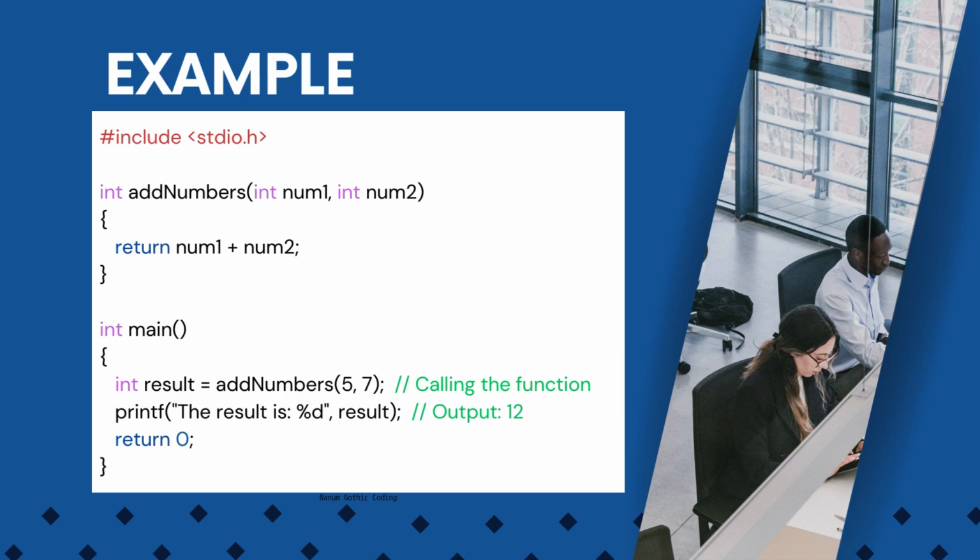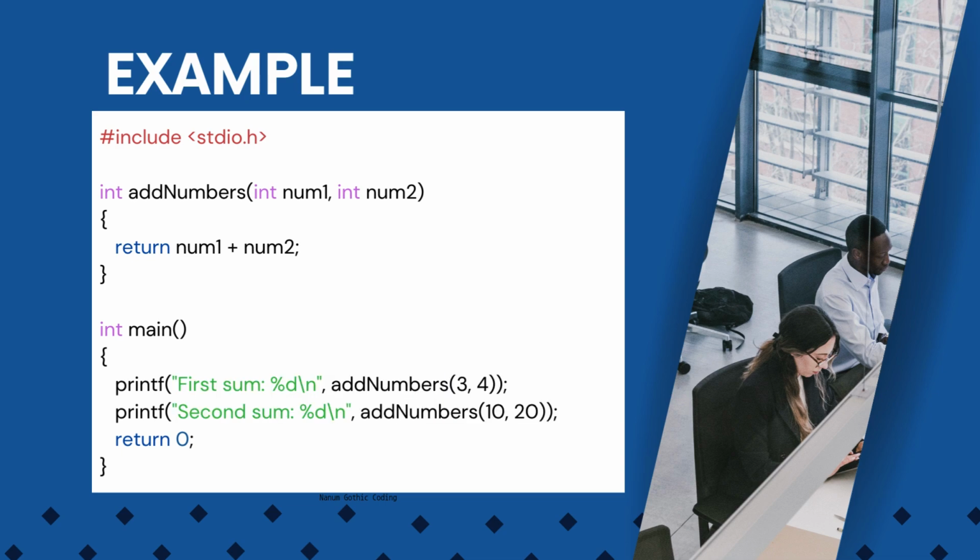Just like you can place multiple orders in a restaurant, you can call a function as many times as you want with different inputs. Here's how you can call the same function to add different parameters. Now, as you see, we are calling the addNumbers function twice with different inputs, just like ordering different dishes. The function processes each order and gives us the correct result every time.